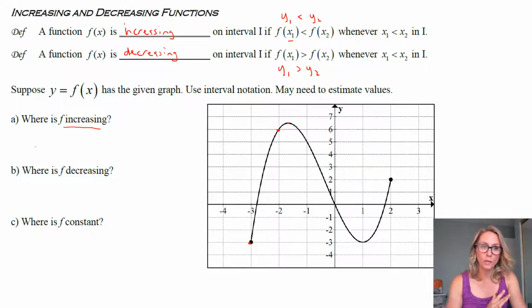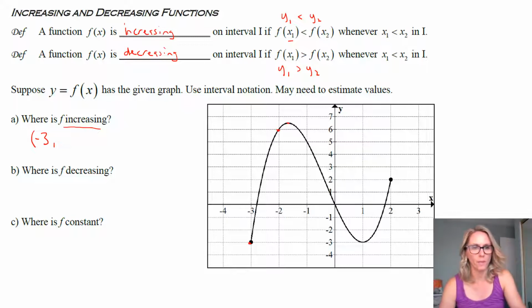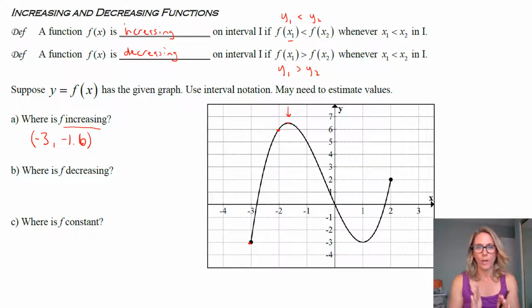So our function starts increasing at -3. I'm not going to include -3 simply because it is not increasing or decreasing at -3 because it has just a point there. Nothing's happening on either side of it. Now that goes all the way up to that x value right here. So I'm just going to have to estimate that. It looks like it's a little bit more than -1.5, although greater than -2. So what do I go with? -1.6 is what I have. So from there to there, we have increasing.